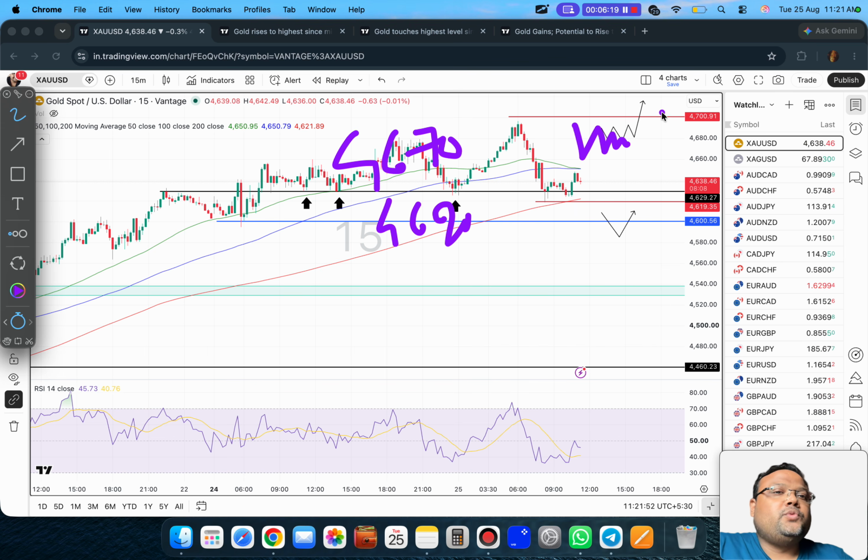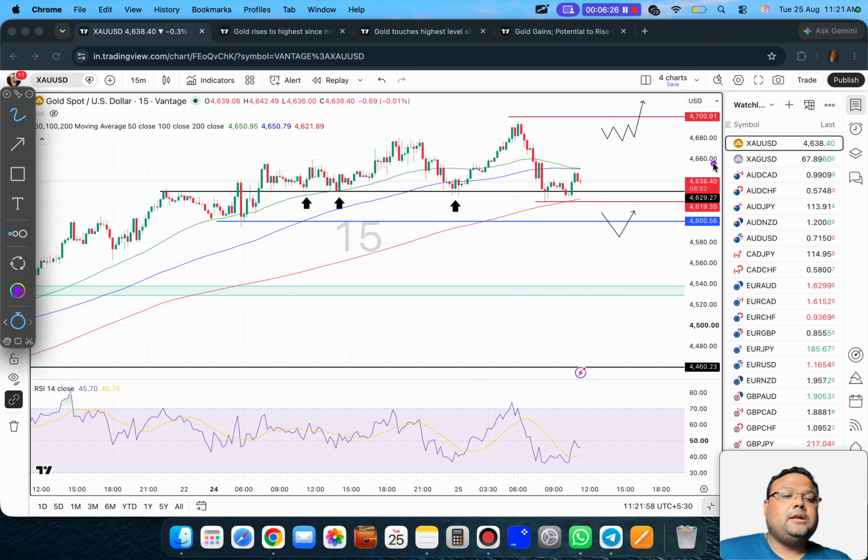In that case, we can look for a buy above 4700. But if you see that the market is going up straight above 4700, just look at the source. Just check from where the move has started. If the move has started from the bottom, then there's a high chance that it will be a false breakout.